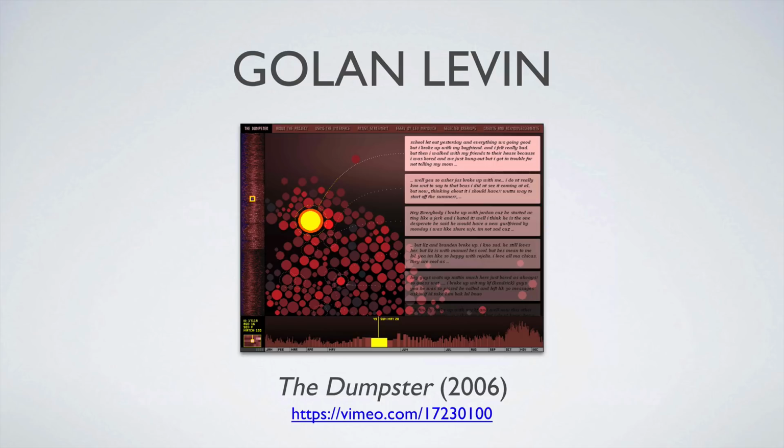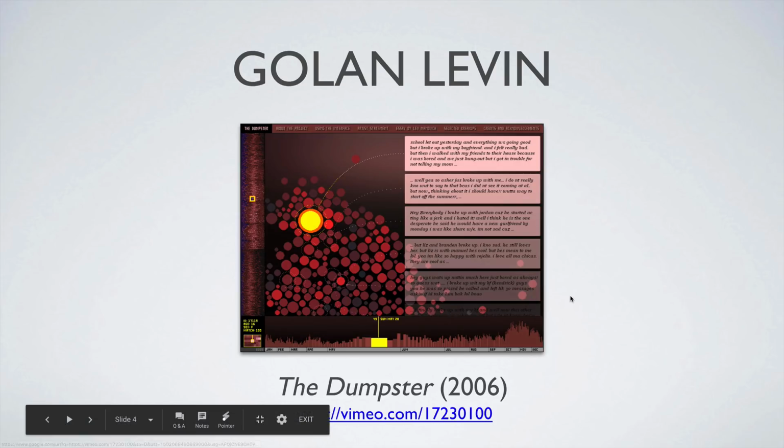Now, as an example of a really interesting work, Golan Levin produced this project called The Dumpster in 2006. This is back when blogs were a big thing, and they found a huge number of different blog posts that referred to being dumped. You can still go and use that system, which was all implemented in processing. So go and have a look at the video. You'll find the link at the bottom here, or you can go to the slides as well. That's also available.